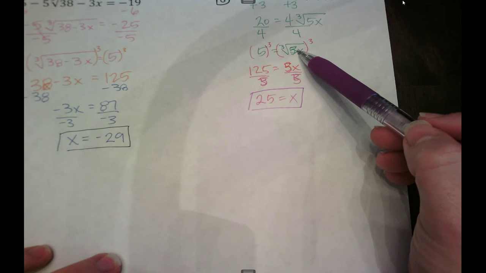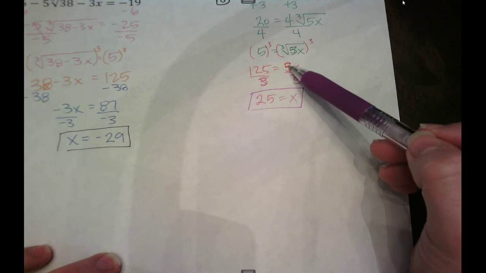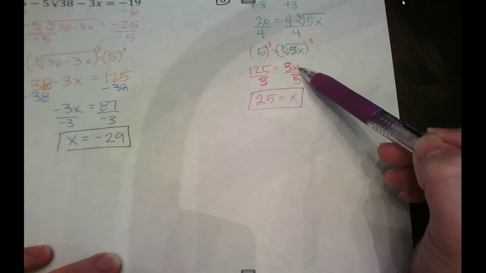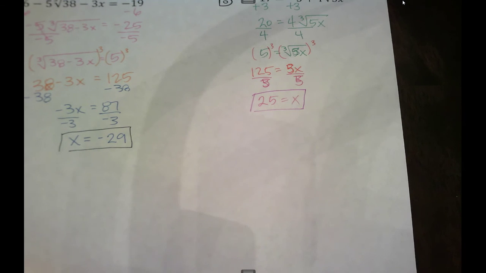I actually made a mistake. I wrote a 3 underneath here instead of a 5. It should be 5. 125 equals 5x. So divide both sides by 5. 125 divided by 5 is 25.